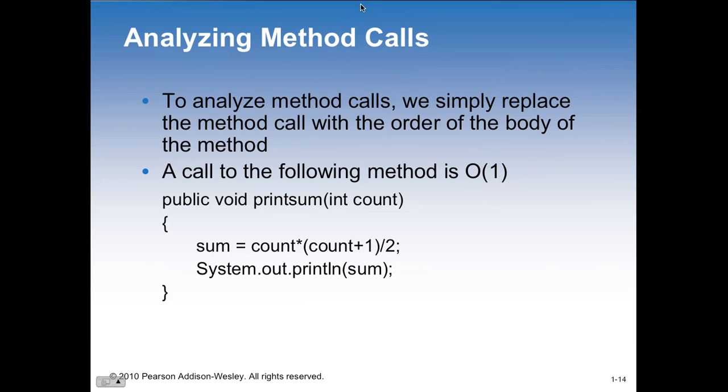So to analyze a method call as an example, let's say we're not doing a loop, we're just doing classes with methods. Simply replace the method call with the order of the body of the method. This particular call will be big O(1) because we only have one method call. If we had multiple method calls or nested method calls, we would increase the complexity as well.